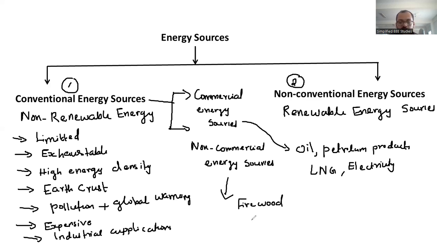Then dry dung. In many places, dry dung is used for burning or heating purposes. Direct heating is applicable. These are different examples of non-commercial energy sources. For example, if you are depleting forest through deforestation, the sources will definitely vanish. It takes a lot of time to recover, and sometimes it may not recover. That is why firewood and dry dung all belong to conventional energy sources.